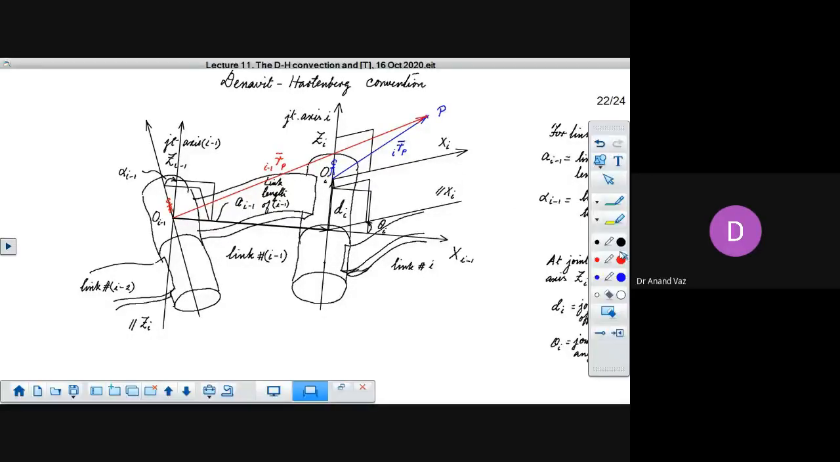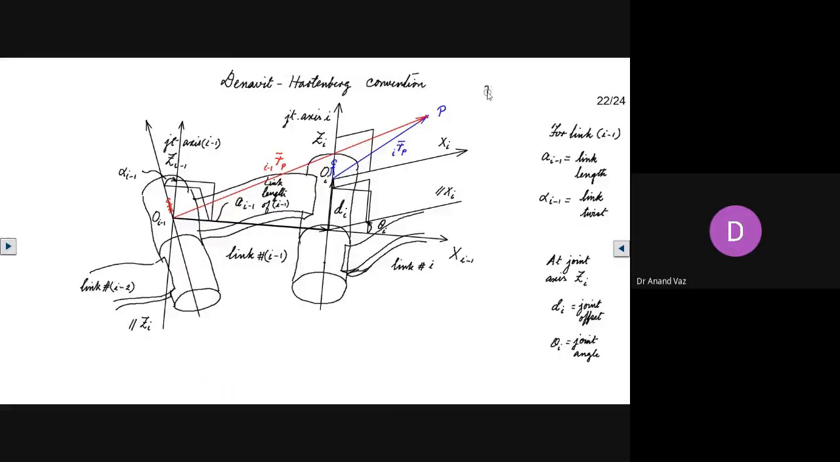How are they going to be related to each other? For this, we will have to work out the homogeneous transformation between the two. We know that these positions can be related to each other through the homogeneous transformation. So we could have a position of the point P as seen by the observer in frame i minus 1 and expressed in his frame itself. And we could augment this vector with the 1, so it becomes a 4 by 1.